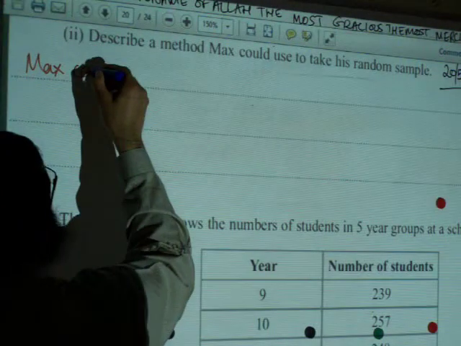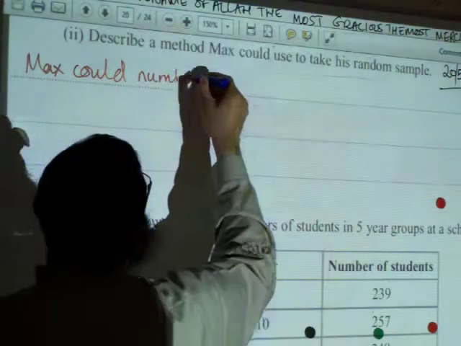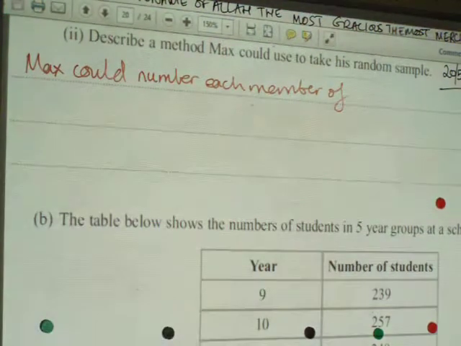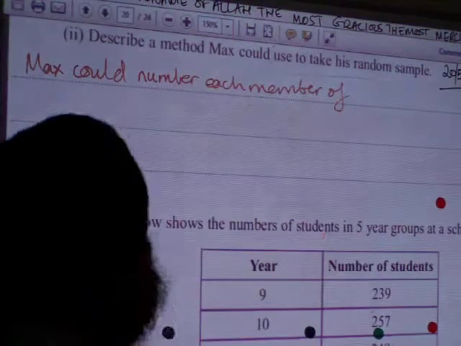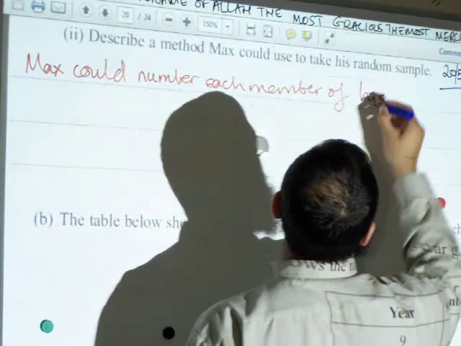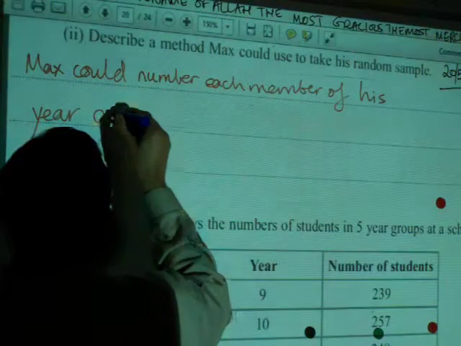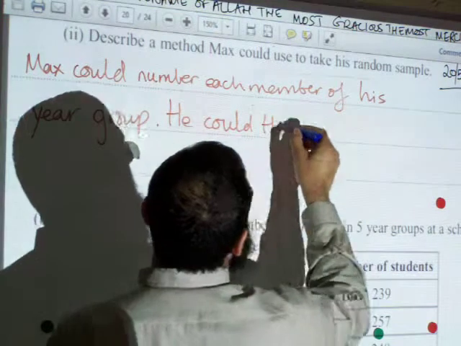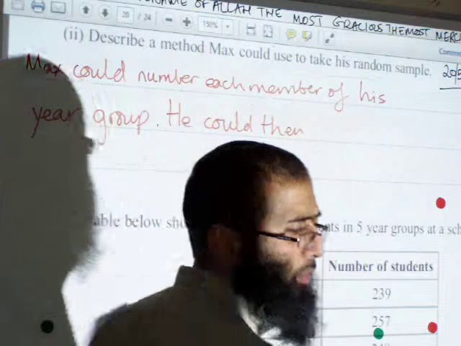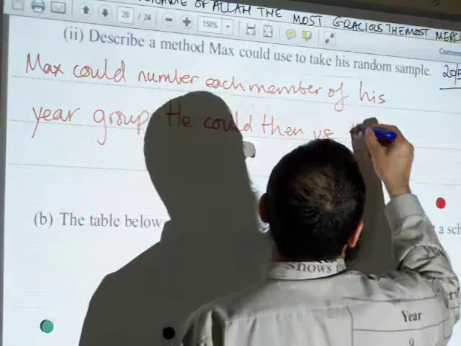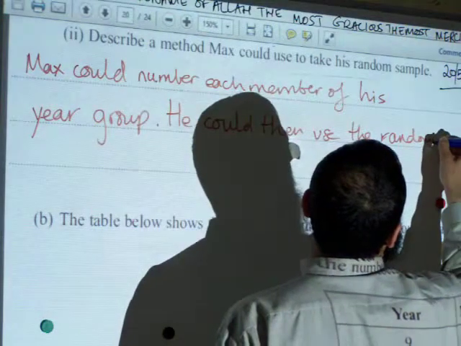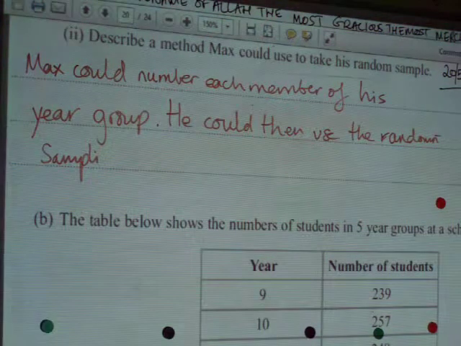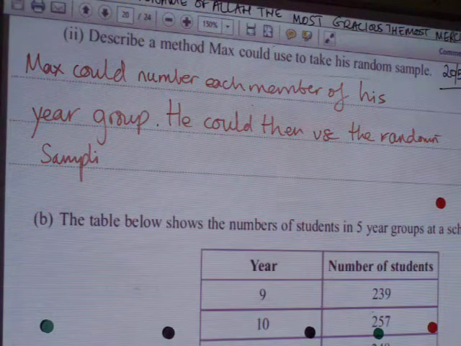So Max could number each member. Now what year group is he taking it from? Is it year 9 or something? Sample of his year group. Yeah. So Max could number each member of his year group. He could then, what could he do then? He could then use the random, okay, you can then use what? The random sampling button, yes? The random select button of this kind.